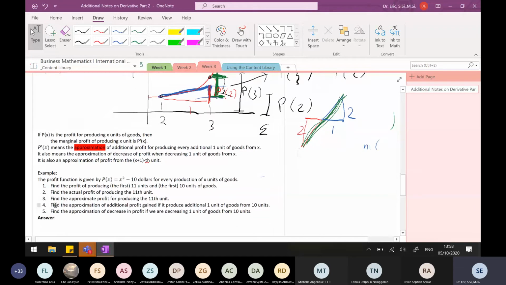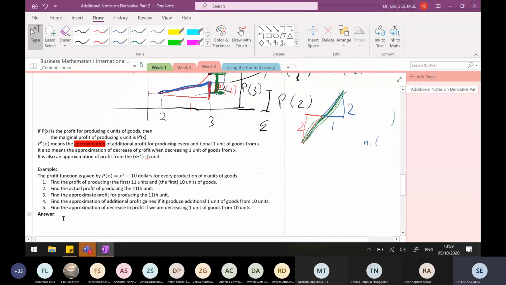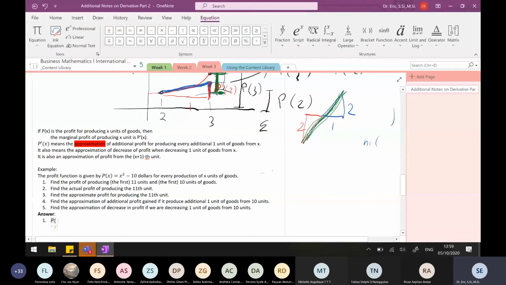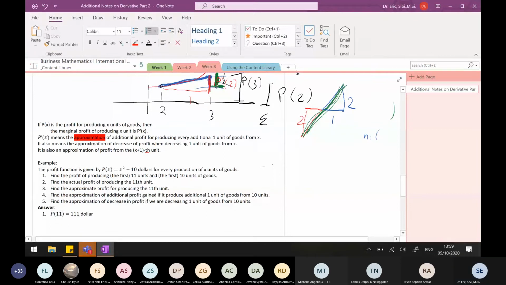Okay, this is the example. Let's look at the example. The first one: find the profit of producing the first 11 units. It's easy. This is P11, and you can just plug in: 11 squared minus 10 gives 121 minus 10, 111. And this is dollars.